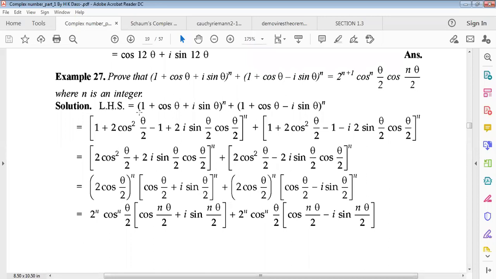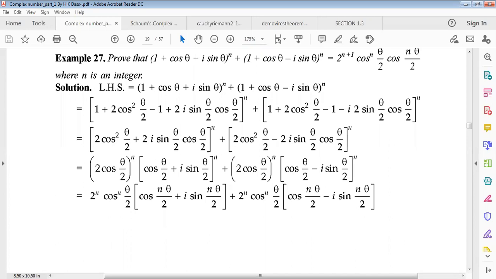First of all, the left hand side: (1 plus cos theta plus i sin theta)^n plus (1 plus cos theta minus i sin theta)^n. Actually, what is the formula for 1 plus cos 2a? It is 2 cos square a. So 1 plus cos theta is 2 cos square theta by 2. And what is the sin 2a formula? 2 sin a cos a. So sin theta is 2 sin theta by 2 cos theta by 2, where a is theta by 2.